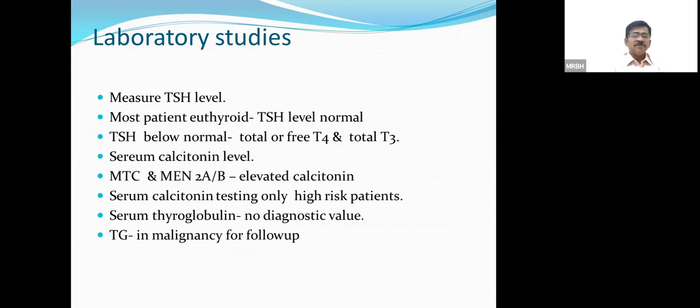Serum calcitonin is not a routine test for all cases. Serum calcitonin is estimated in patients who have a suspicion of medullary thyroid carcinoma and in high-risk patients. Serum thyroglobulin has no diagnostic value. In a patient having a malignant thyroid disease, we can do a thyroglobulin study as a baseline marker so that this can help in follow-up.